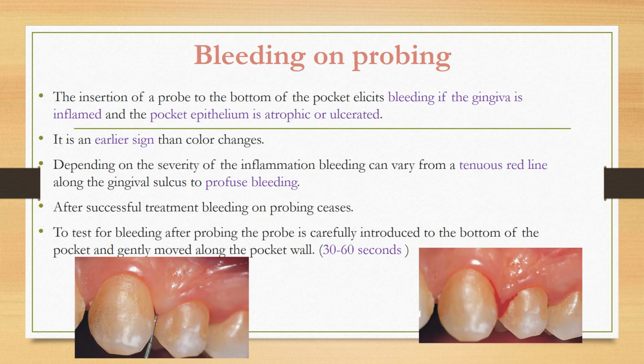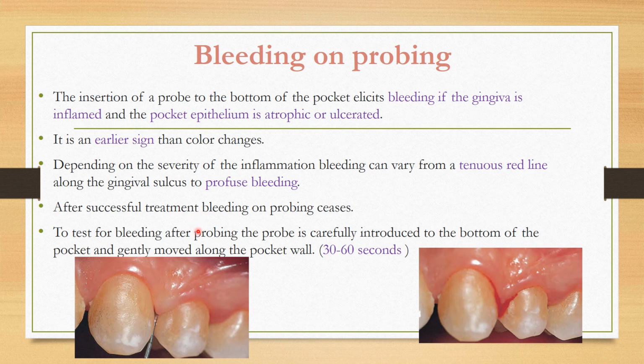Coming to bleeding on probing, the insertion of a probe to the bottom of the pocket elicits bleeding if the gingiva is inflamed and the pocket epithelium is atrophied or ulcerated. It is an earlier sign than color changes, depending on the severity of inflammation, so it will be seen in the early lesion. So that is bleeding on probing. Depending on the severity, it varies from a tenuous red line along the gingival sulcus to profuse bleeding. After successful treatment, the bleeding on probing stops.